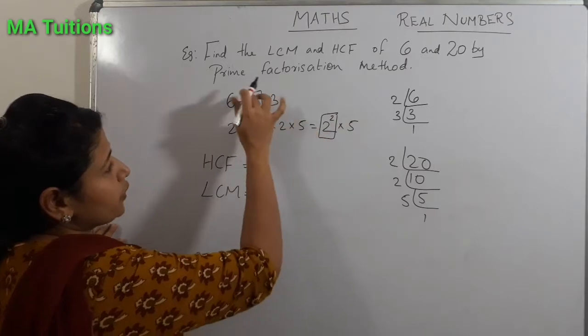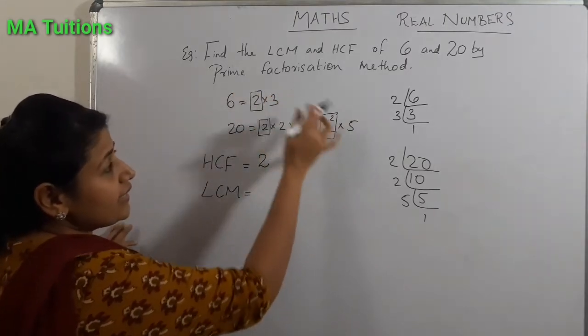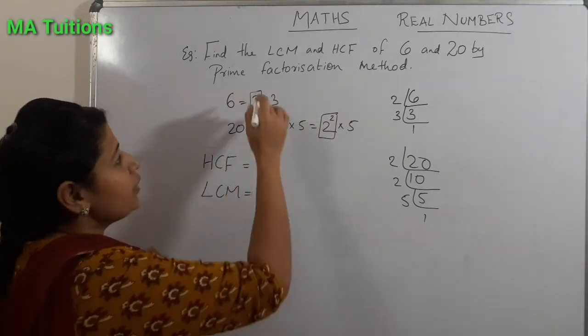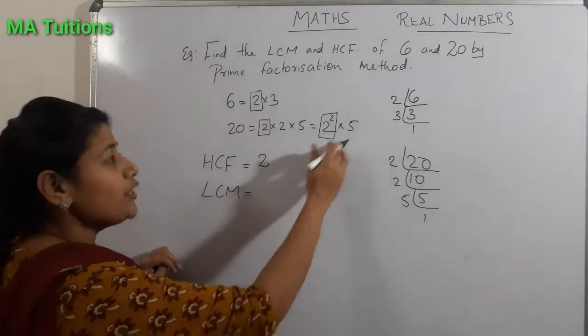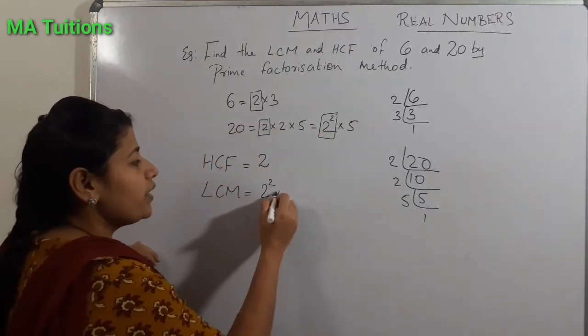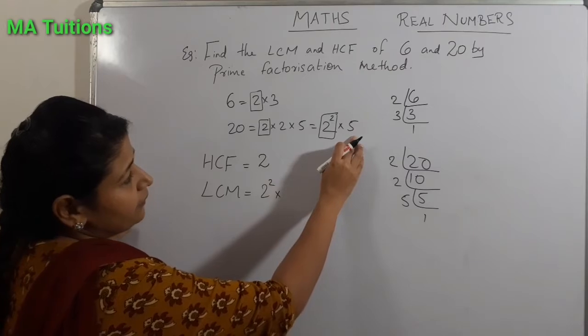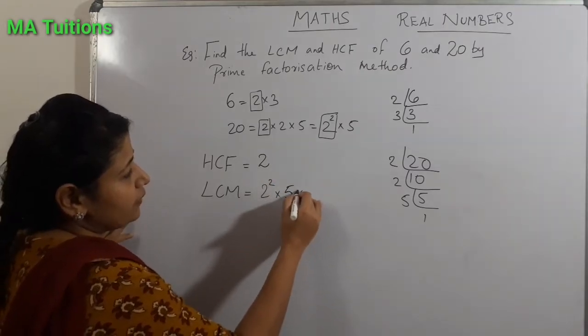2 is common to both 6 and 20. And here the largest one is 2 raised to 2. Here only 2 is there, here 2 raised to 2 is there. So we can take this 2 raised to 2. And here it is 5. So we can take this 5.